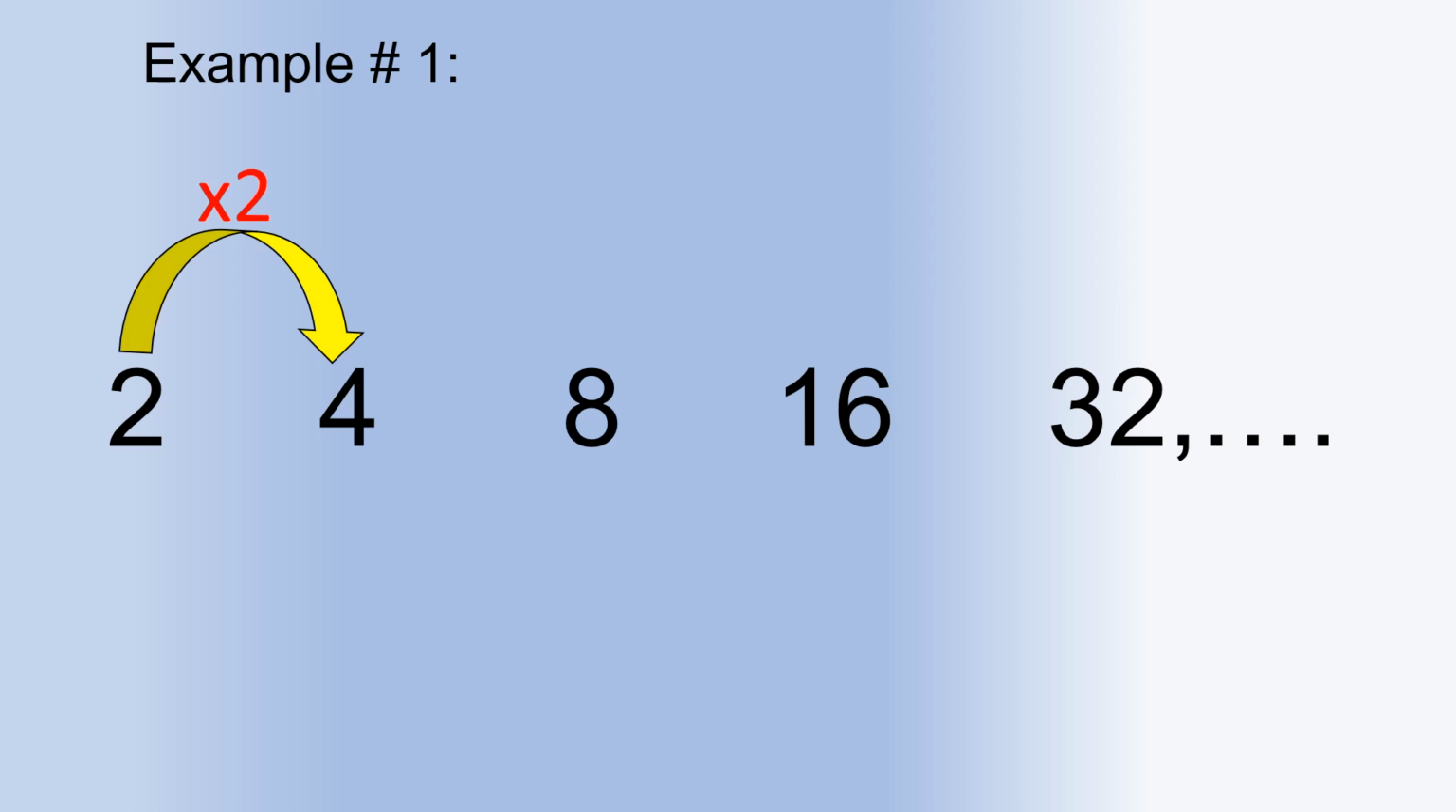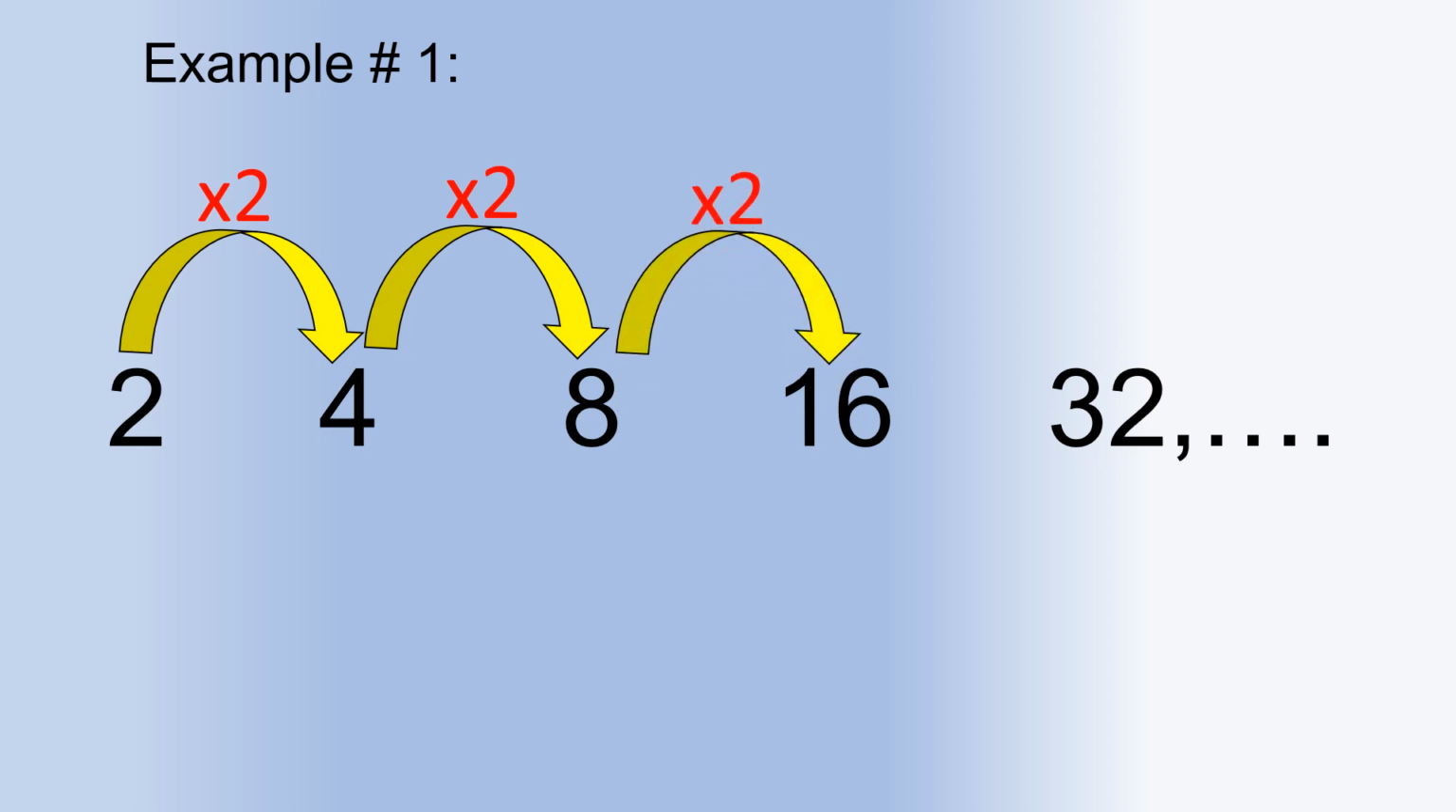So let's try it again to the next two terms. What we need to multiply to 4 to get the value of 8. So 4 times 2 is equal to 8. And then next we have 8 multiplied again by 2 has a product of 16. And then for the last two terms, we have 16 multiplied by 2 is equal to 32.